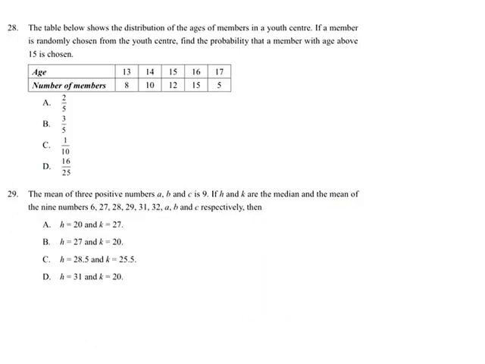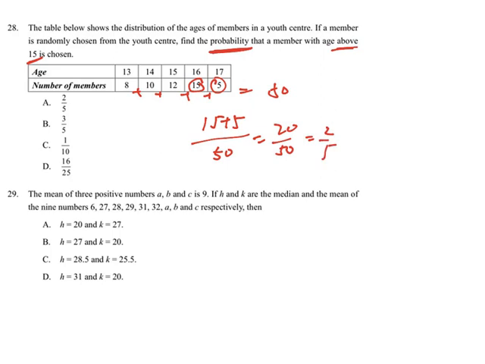Question 28. The probability. We need to find the probability of a member above 15, that is, more than 15. So we consider this. The total number, we add all, is 50. So over 15, that means 15 plus 5, 20 over 50, so it's 2 over 5. So very easy. The answer is A.